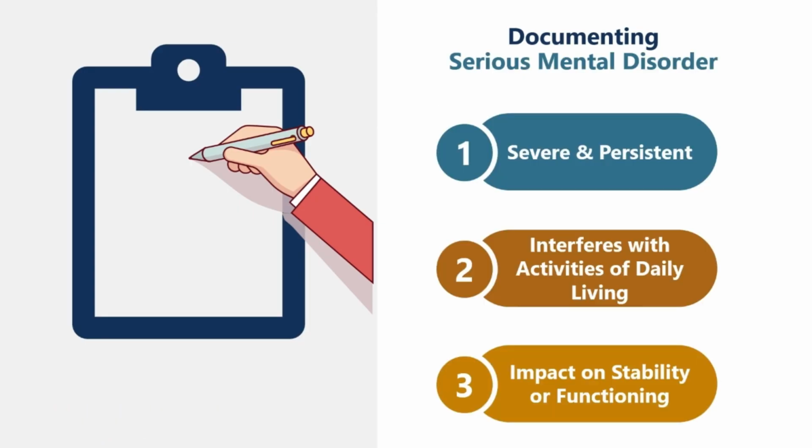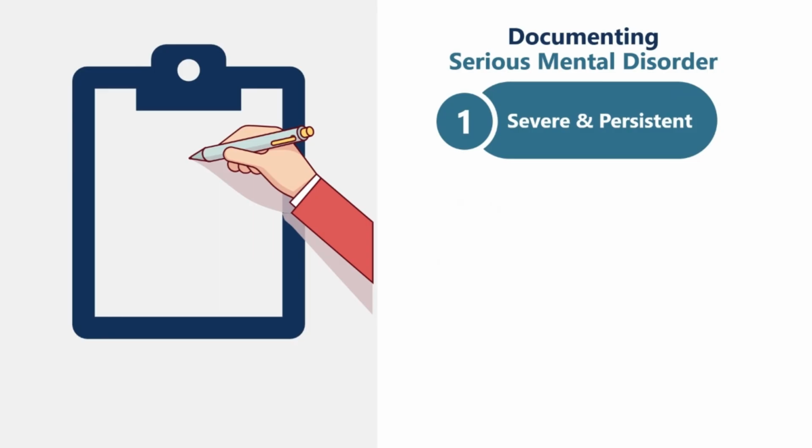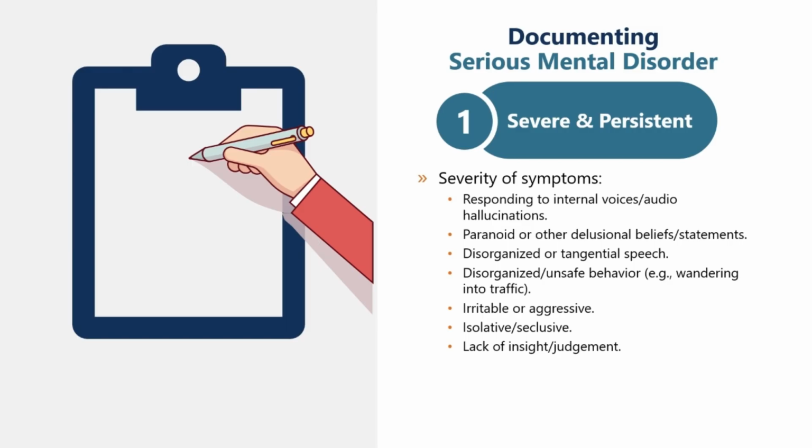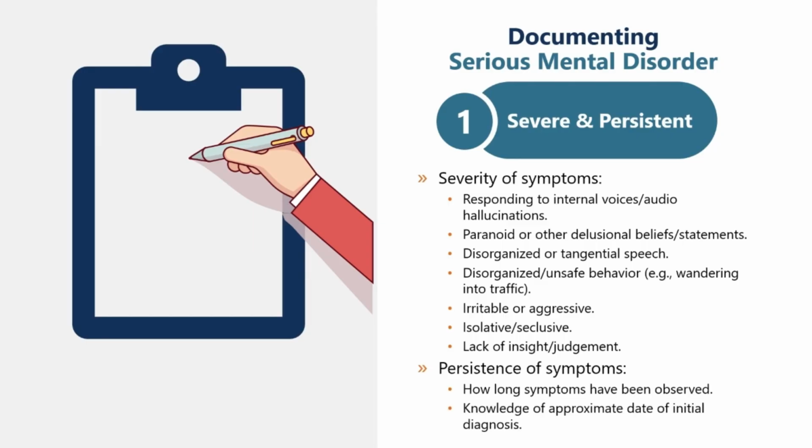Another key element that supports eligibility across the forms is that the person is experiencing a serious mental disorder. These are the components to document in support of this assertion. First, noting that the mental disorder is severe in degree and persistent in nature. This is where you can speak specifically to the severity of the symptoms you're observing. You see here examples of some of these symptoms, speech, and behaviors you may want to note, including how the illness may be impacting the individual's insight and judgment. With regard to the mental disorder being persistent in nature, note for how long you've observed these symptoms and any knowledge of when the individual was first diagnosed.